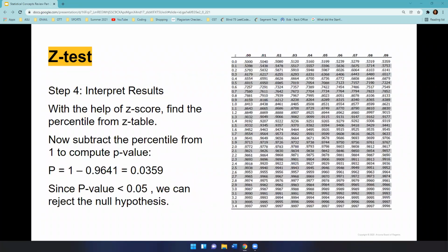Now once we have the z value, we would interpret the results. So for z score, we have the z table. So this is the z table. You'll get it online, or it is everywhere in the books. You just have to type z table and you'll get it.